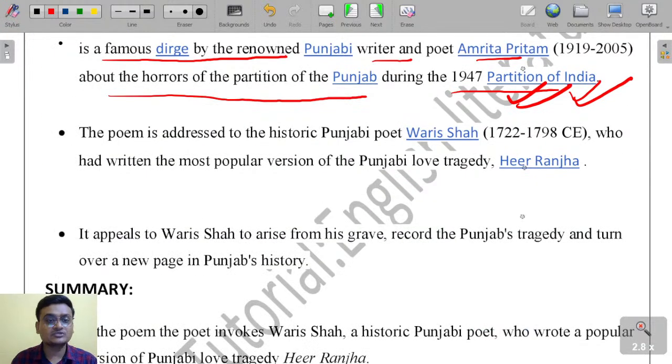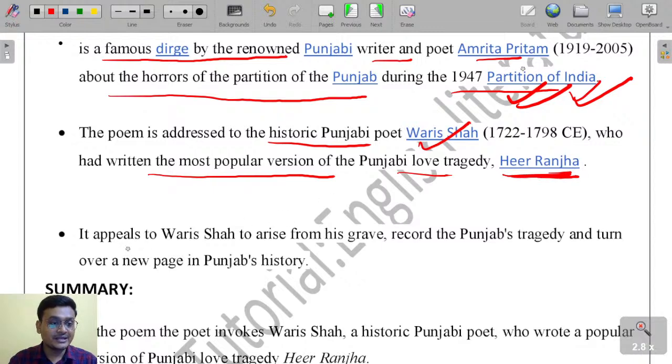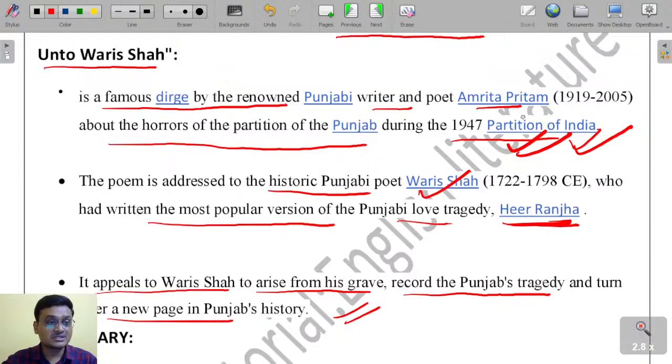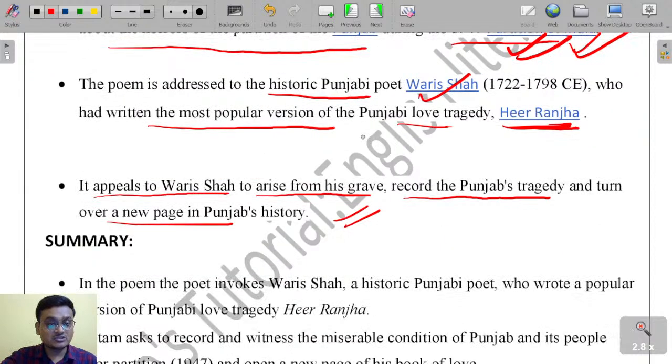And the poem is also addressed to the historic Punjabi poet Waris Shah. This is an address to the Punjabi historic poet Waris, who had written the most popular version of the Punjabi love tragedy, that is Heer Ranjha. It appeals to Waris to arise from his grave and record the Punjab's tragedies and turn over a new page in Punjab's history. So you see that the poem is addressed to the historic Punjabi poet Waris, who had written the most popular version of the Punjabi love tragedy called Heer Ranjha.